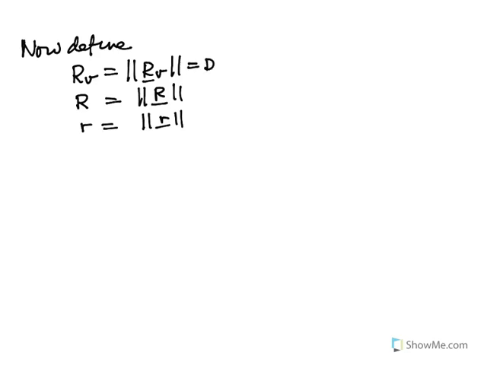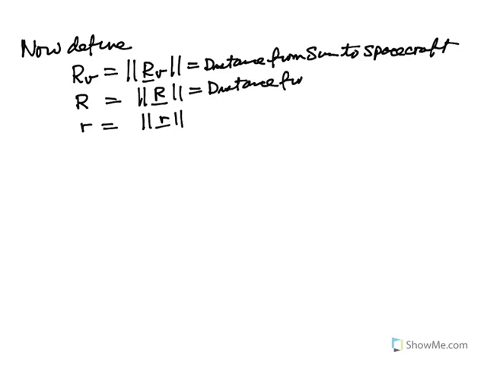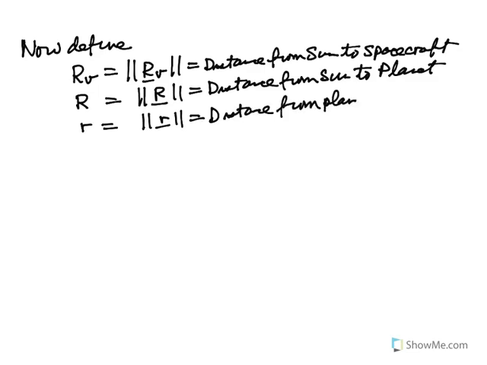So this is the distance from the sun to the spacecraft. This is the distance from the sun to the planet. And this is the distance from the planet to the spacecraft.